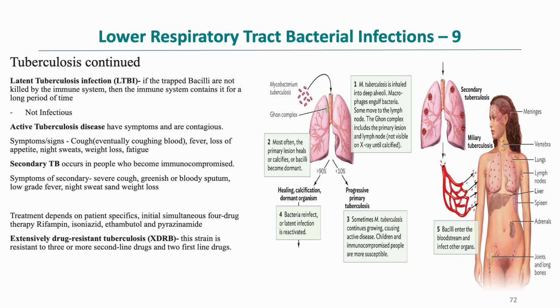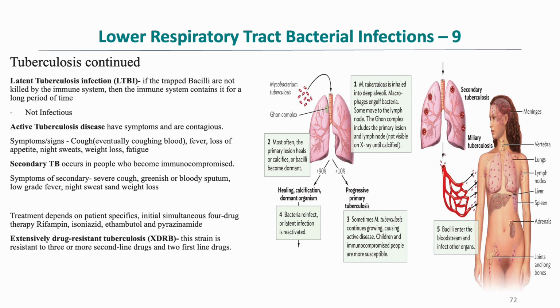And then secondary TB occurs in people who are immunocompromised, and it is serious because it causes severe cough, greenish or bloody sputum, low grade fever, night sweats, and weight loss. And the treatment is going to depend on patient specifics, and usually they'll start with an initial simultaneous 4-drug therapy.